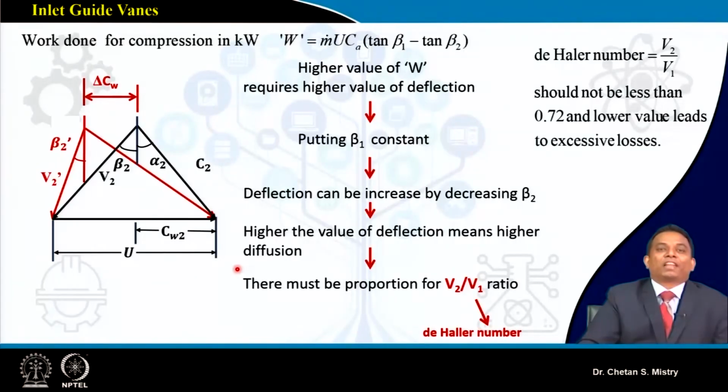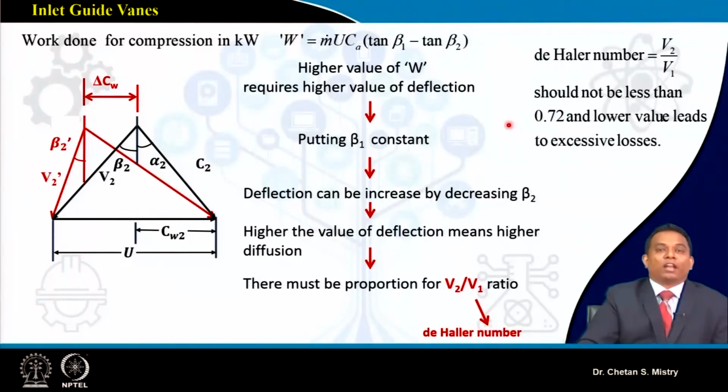That parameter we calculate at the design stage. In line with that, people in Europe consider this relative velocity ratio, de Haller's number, as a criterion. And according to de Haller, this number should not be less than 0.72, and a lower value of this will lead to excessive losses.